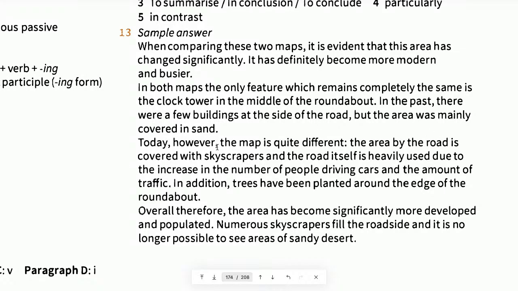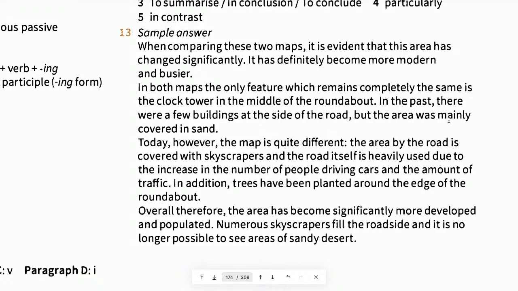Okay? And then, next one. The road itself is heavily used. Again, we have another verb, right? That is used, right? So underline that, is used. You see they can put one adverb in between. You see that? Is heavily used. So that is the way you use an adverb. Learn that.